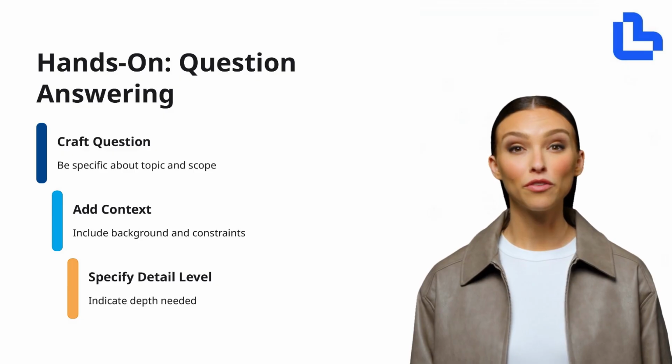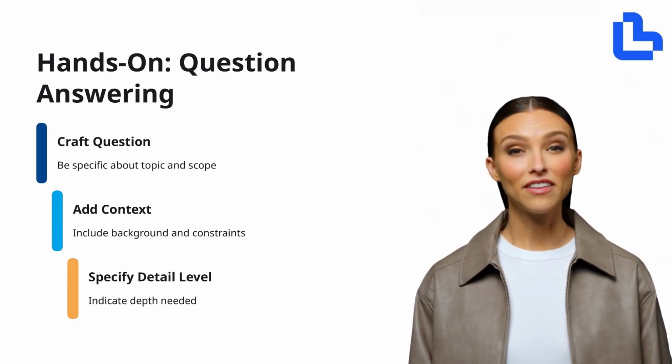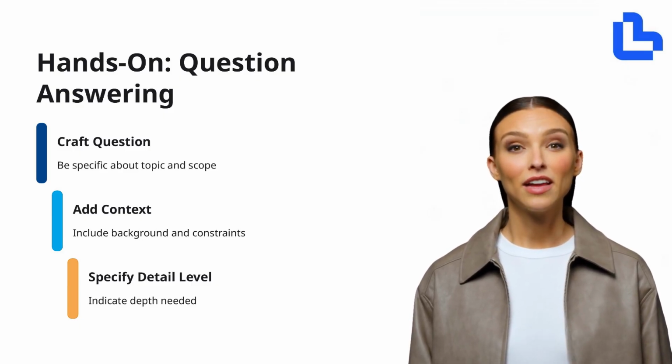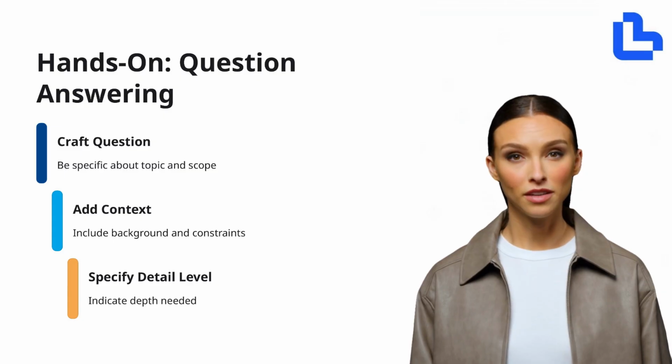Avoid vague or overly broad queries. Instead of asking, "What is AI?" try something like, "What are the key differences between supervised and unsupervised learning in AI, explained for a non-technical audience?" That level of specificity helps the AI focus its response.